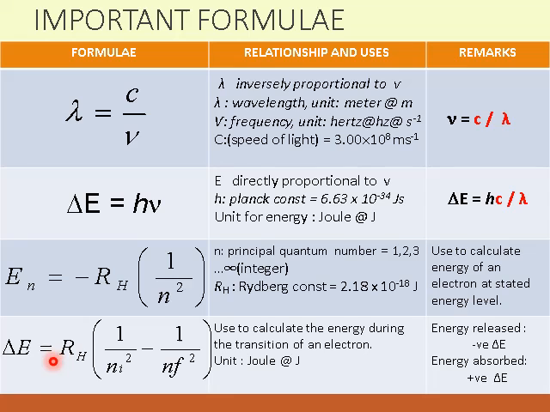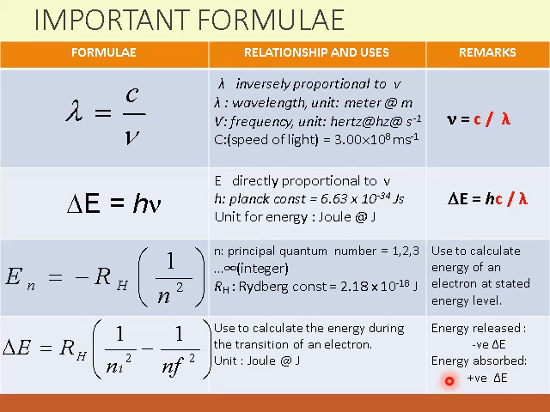Another one is this one. The second one is the difference of energy, used to calculate the energy during the transition of an electron. The unit is joule or kilojoule. If energy is released, the value of the energy is negative. If the energy is absorbed, the value of the energy is positive.